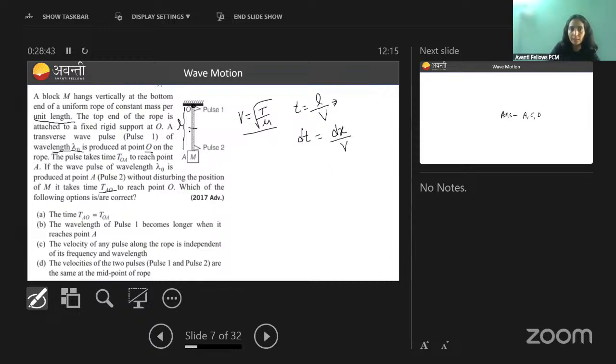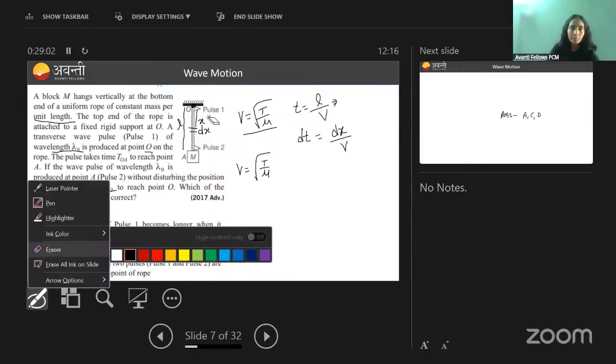If I'm talking about, let's say, the pulse is here and it is crossing this dx length, so it is at a distance x below the point O and it is crossing this dx length, what will be the velocity? So how do you write velocity? Velocity you write as root of T by mu. Here mu is constant, right? Tension is the thing variable here. How do we calculate the tension?